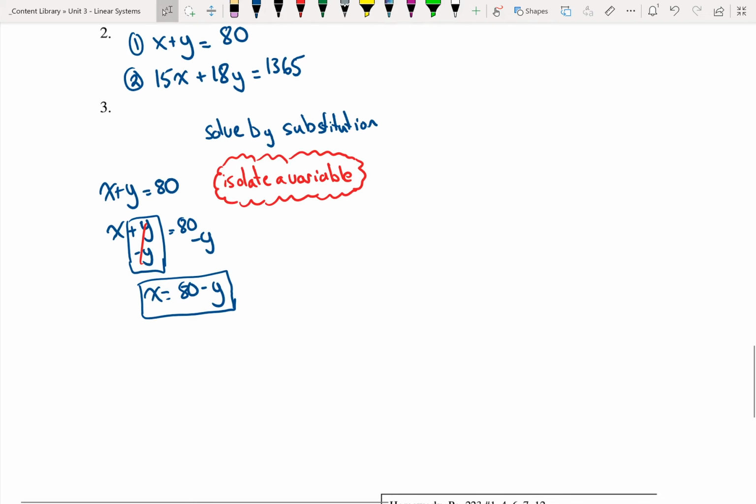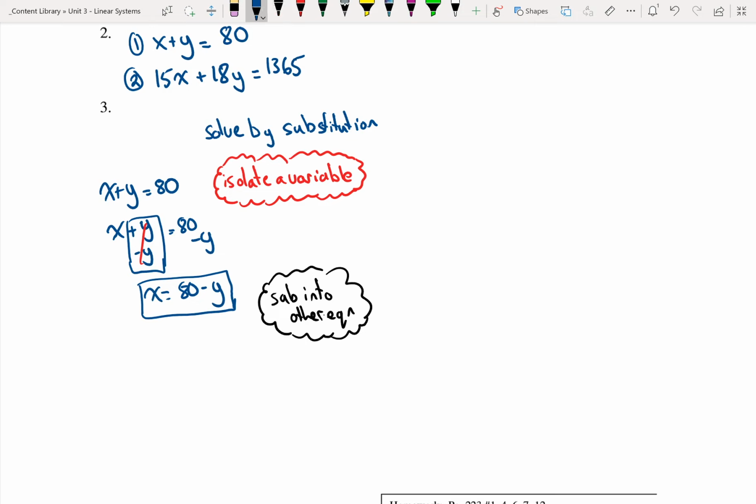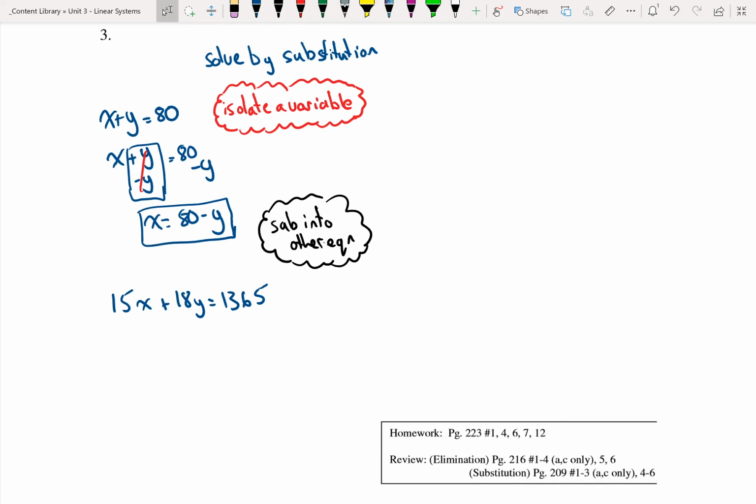So I've isolated one equation. Now what I need to do is take this equation and sub it into the other one. So that means it's going to be, I'll write it out, 15x plus 18y equals 1365. Instead of x, I can replace x with 80 minus y. Everything else stays the same.